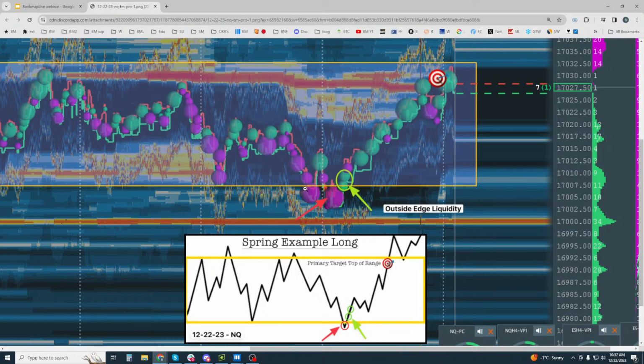This is what I'm looking for. Here it is in the diagram. This is what I'm looking for. Here it is in real price here. This is where I'm looking for it to go below the swing. This is where I'm looking to enter. And you're identifying it right on the chart. And you say also, here's the top of the range is your target.